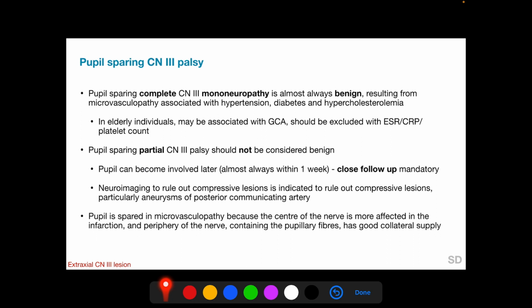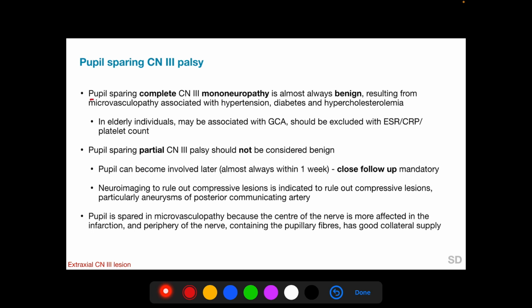In a pupil-sparing third cranial nerve palsy, the sphincter pupillae is not involved, the pupil is not dilated, and the pupil reacts normally to light. Pupil-sparing complete CN3 mononeuropathy is almost always benign, and it results from a microvasculopathy which is associated with systemic factors such as hypertension, diabetes, and hypercholesterolemia.